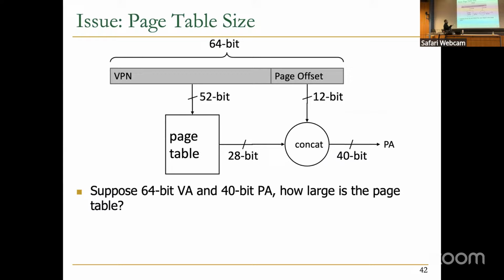Something about the design of the page table size. So imagine if we had a 64-bit virtual address space and a 40-bit physical address space. So can anyone tell me how big would be the page table in this scenario with a 64-bit virtual address space and a 40-bit physical address space? Like, how big of a page table would I need if I had one single entry for each one of the virtual pages that I have in my virtual address space?